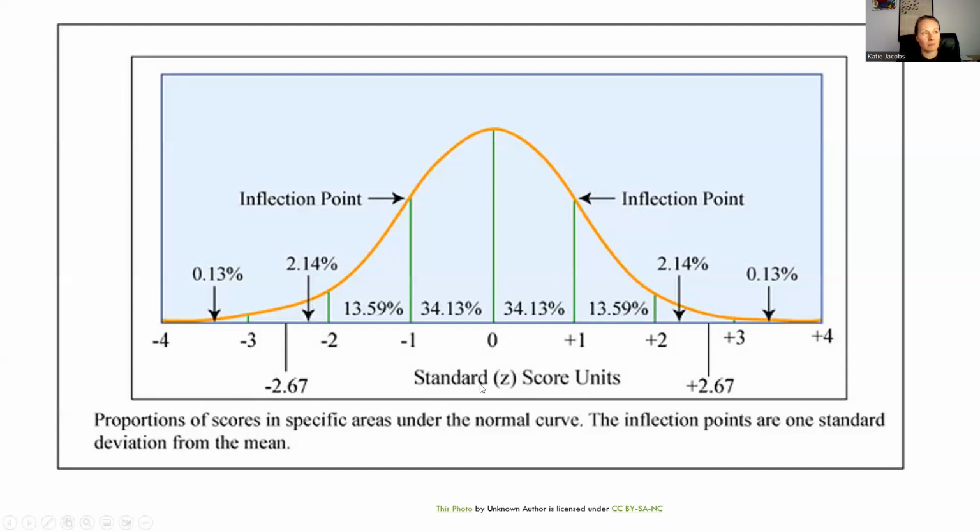Okay, so you should be able to memorize these. You should know that between a z-score of 0 and +1, it's 34.13%. Between a z-score of +1 and +2, we have 13.59%. And between a z-score of 2 and a z-score of 3, we have 2.14%.